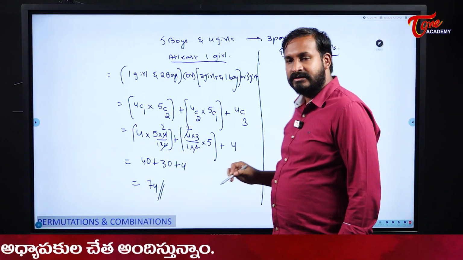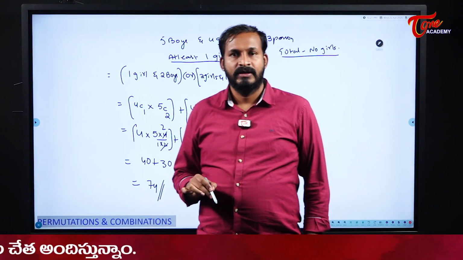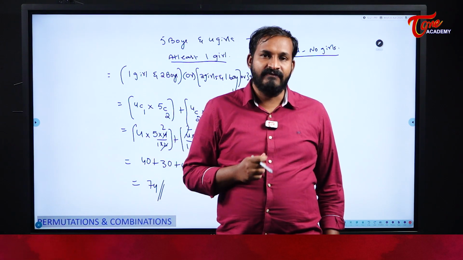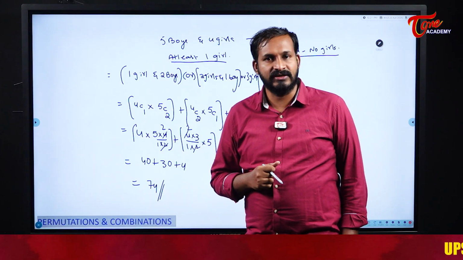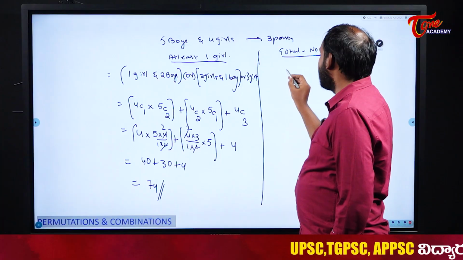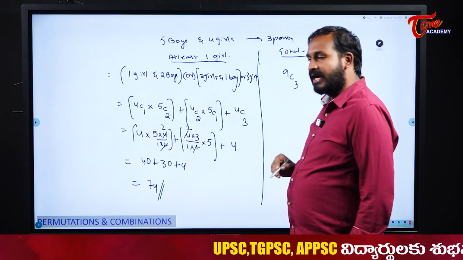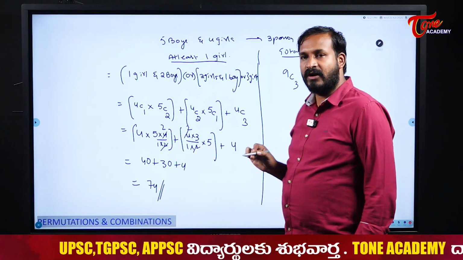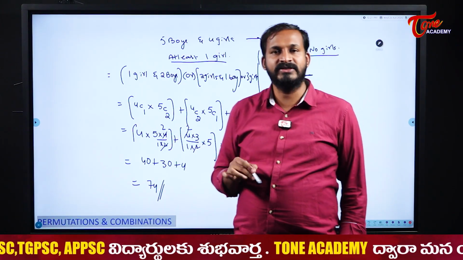Can I write that one? No girls in that group. From the total number of selection processes, if I select no girl, then that is also possible. Now total, from 5 plus 4, it is 9. From 9 I need to choose 3. 9C3 is the total number of chances, minus no girl. What does it mean? That means all are boys.